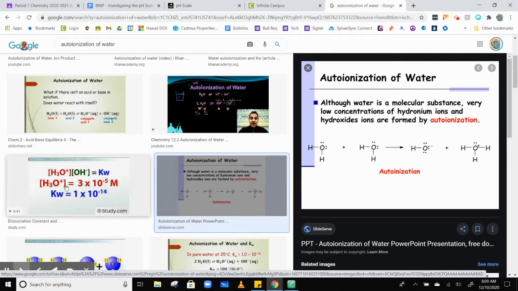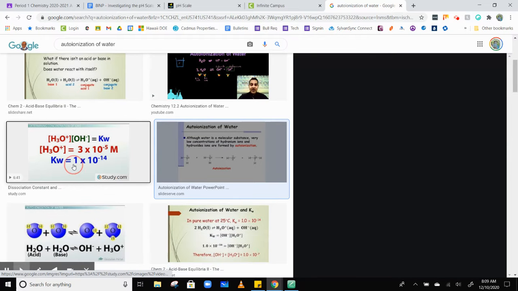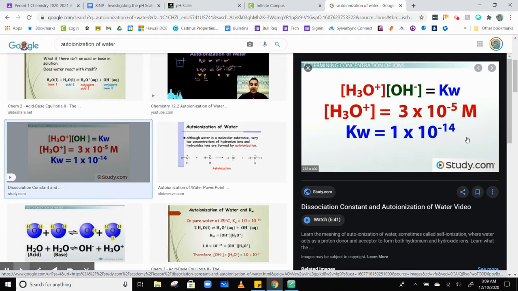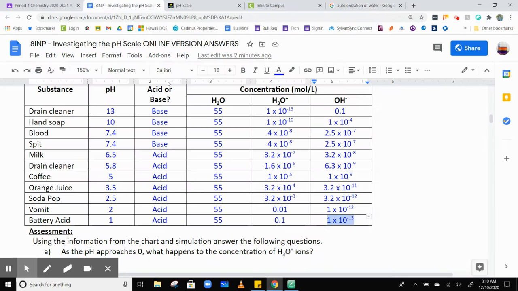And the ratio of them, if you multiply H3O plus times OH minus, no matter what solution you're looking at, they will always equal 1 times 10 to the negative 14th. We call that the auto ionization constant of water. 1 times 10 to the negative 14th is the Kw, or the auto ionization constant of water. So it's always the same. That's where we get this relationship between H3O plus and OH minus. It's just always that way.